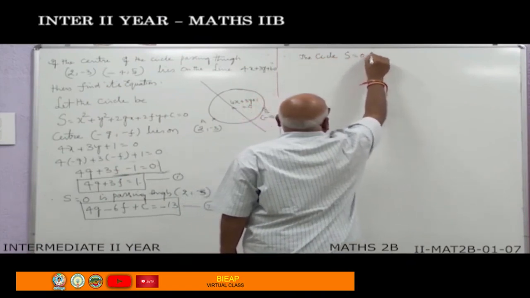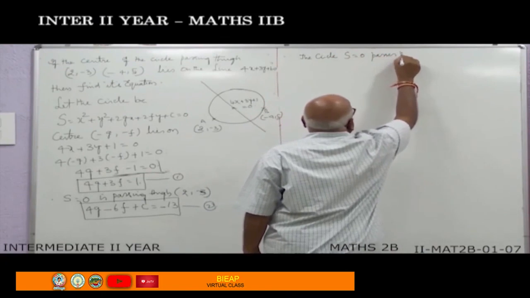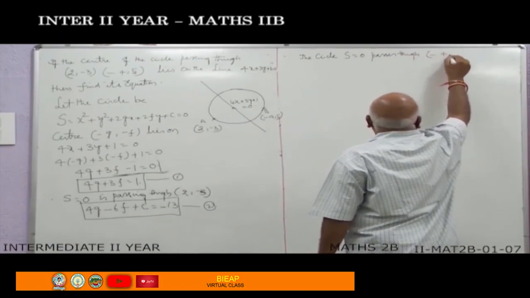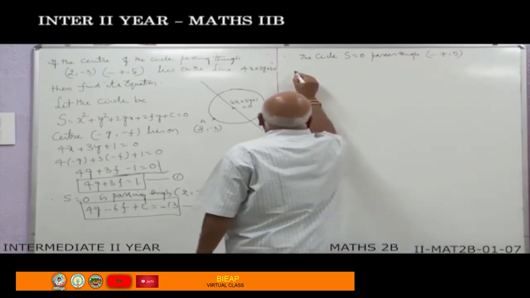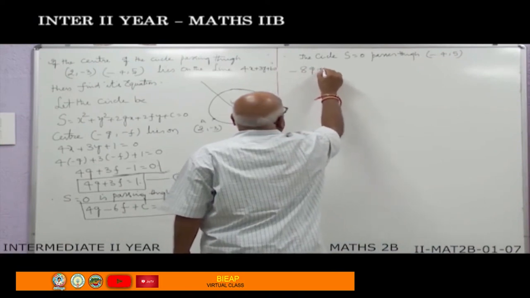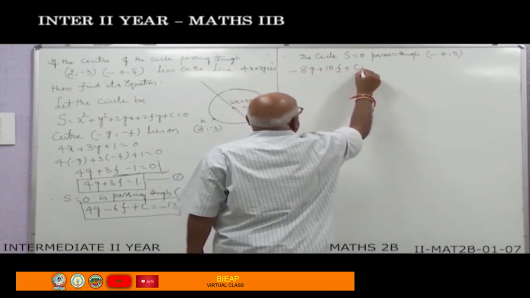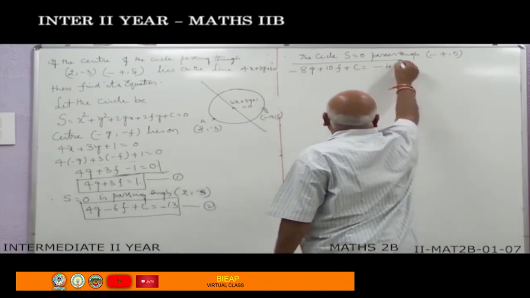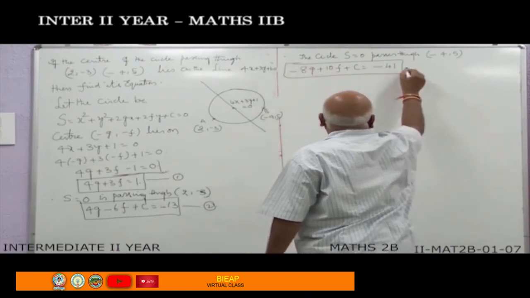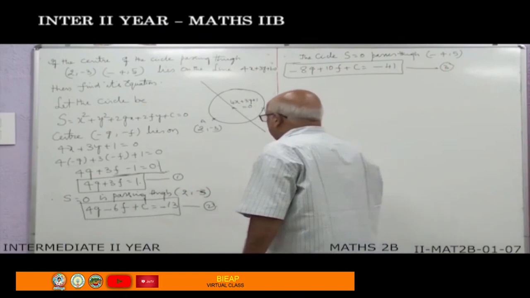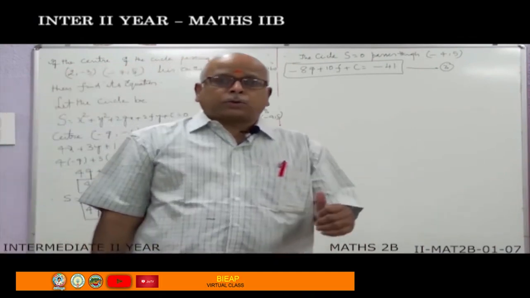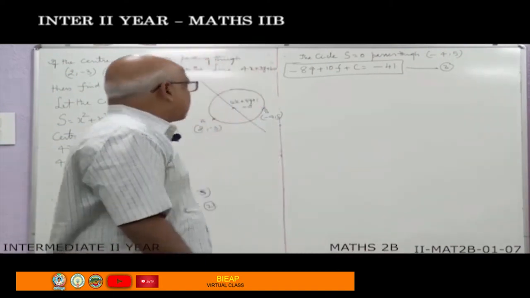It is passing through another point also, since the circle S equal to 0 passes through (-4, 5): minus 8g plus 10f plus c equal to minus 16 minus 25, that is minus 41. Equation 3. By solving these three equations, we have to find the g value, f value, c value, so that we can get the equation of the circle.